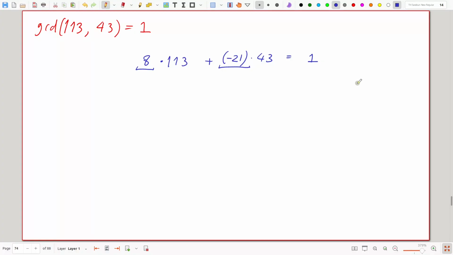Now, I want to find the inverse of 43 modulo 113. I want to find this. How can I find that? So these two things are equal, right? If I have two numbers which are equal and I take modulo with the same number, I'll get the same thing. So this is our goal. I want to find this.